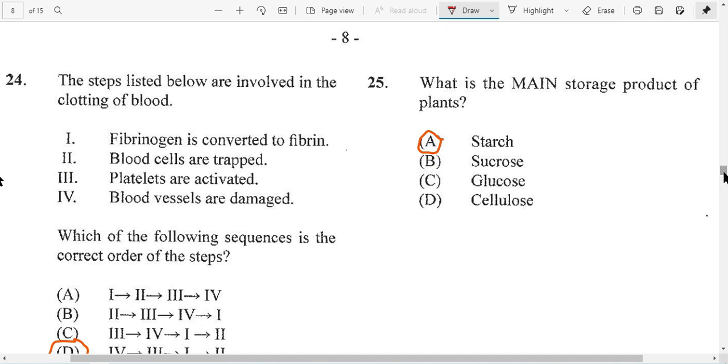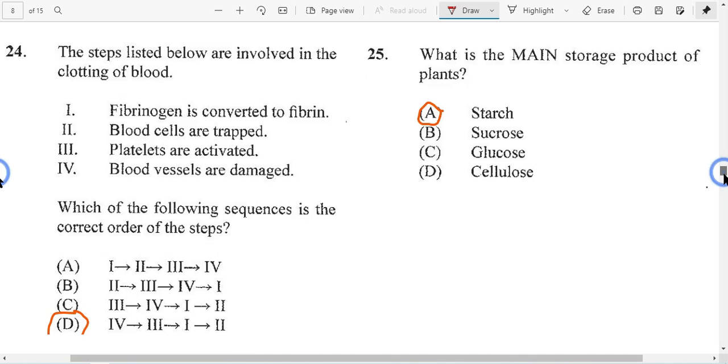The steps listed below are involved in the clotting of blood. This is pretty interesting. It's asking which of the following sequences is the correct order of steps. Now, first you're going to have that cut, so the blood vessel being damaged. You got a cut, you got a bruise, something there.